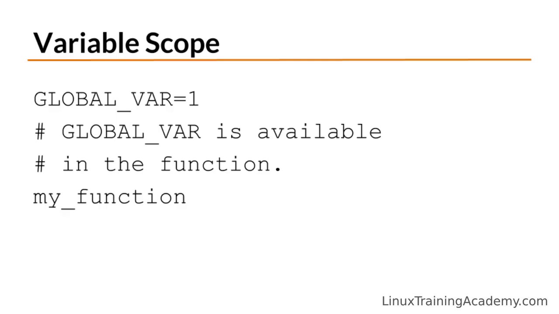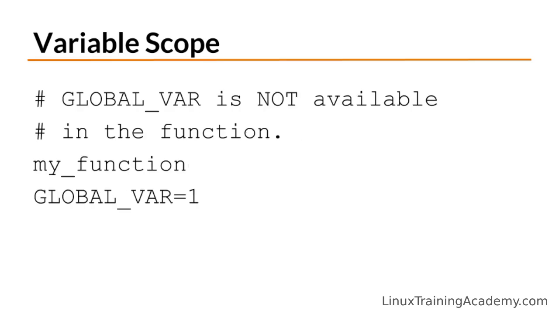If we look at this snippet of a shell script, you'll see that the var global_var is defined before the function is called. In this case, the value of global_var can be accessed in the function. Here's an example of the opposite. Since the var global_var was defined after the function is called, it is not available in the function.